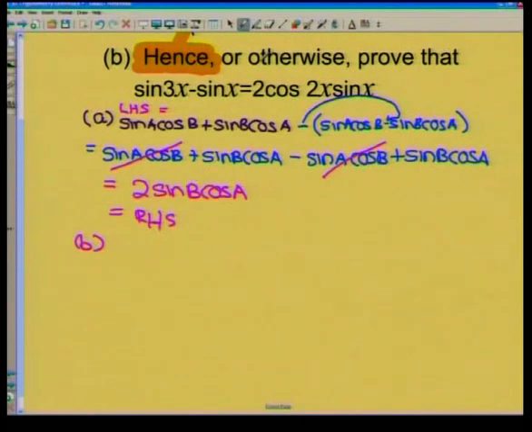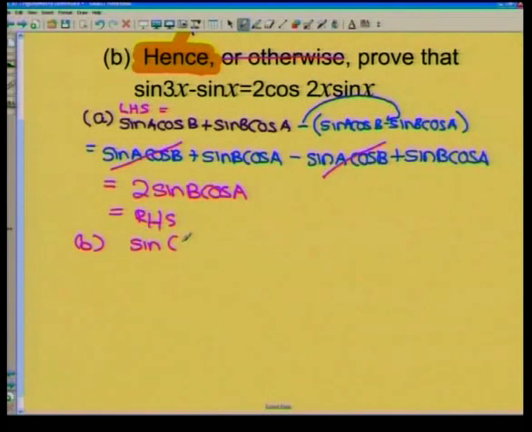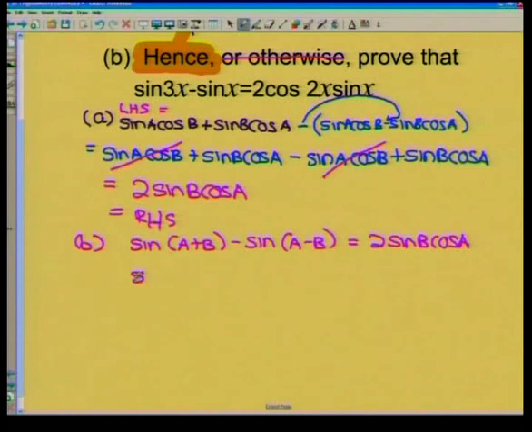If they didn't use the word otherwise, then you would have no choice but to use the A part. But since they gave you a choice, you do have a choice, but I'm going to still use the A part. So what do we know from the A part? We know that the sine of A plus B minus the sine of A minus B is equal to 2 sine B cos A. And the thing they want me to prove now is that the sine of 3x minus the sine of x is equal to 2 cos 2x sine x. That's what we're required to prove.